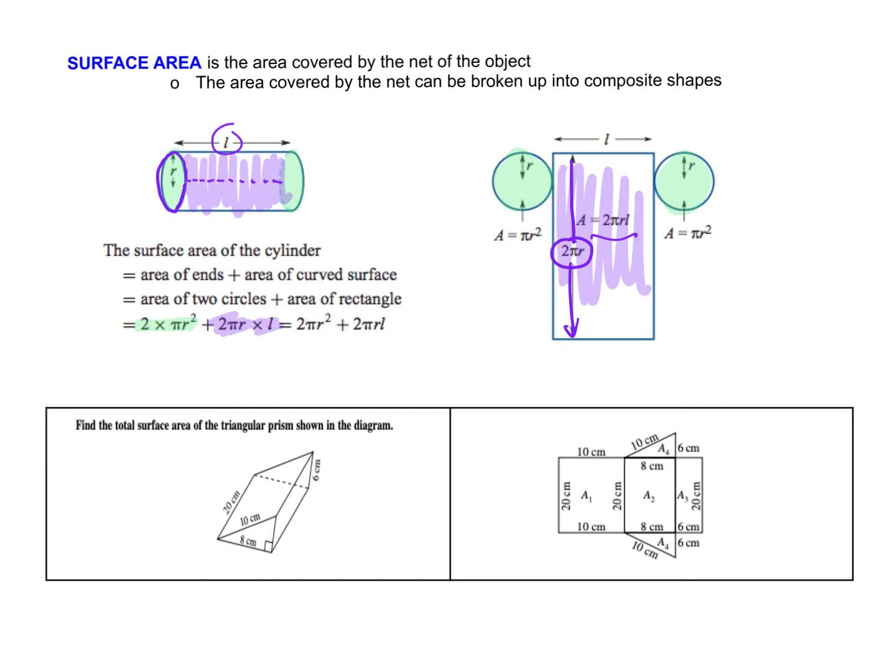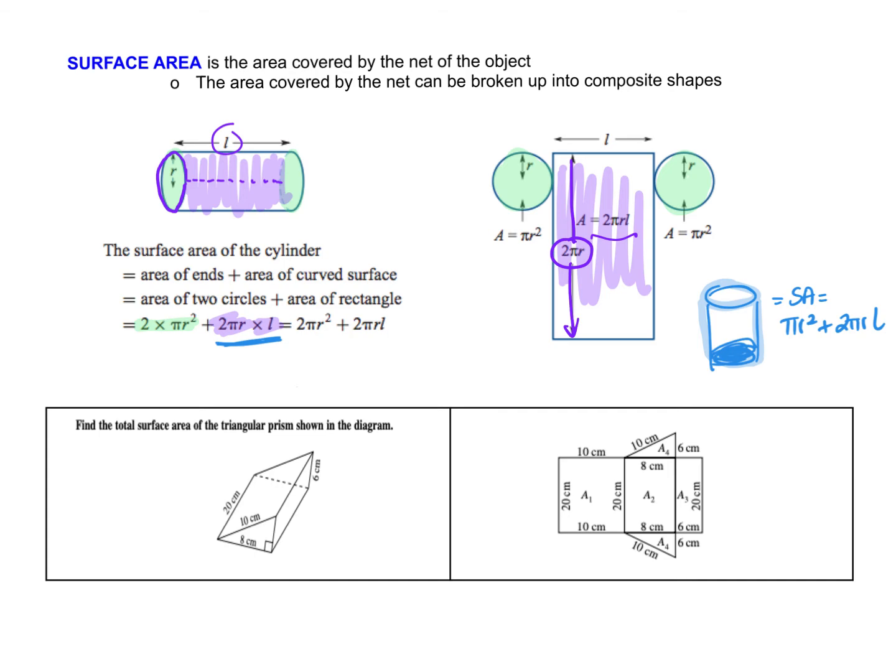So why do I tell you that? Because if they gave you an open cylinder, say you've got a glass that's open at the top, and they ask you to find the surface area, there's only 1 circle down the bottom. So it'll be pi r squared plus the 2 pi r times L. It'll still have that middle bit. So you have to be really careful with what they're asking.